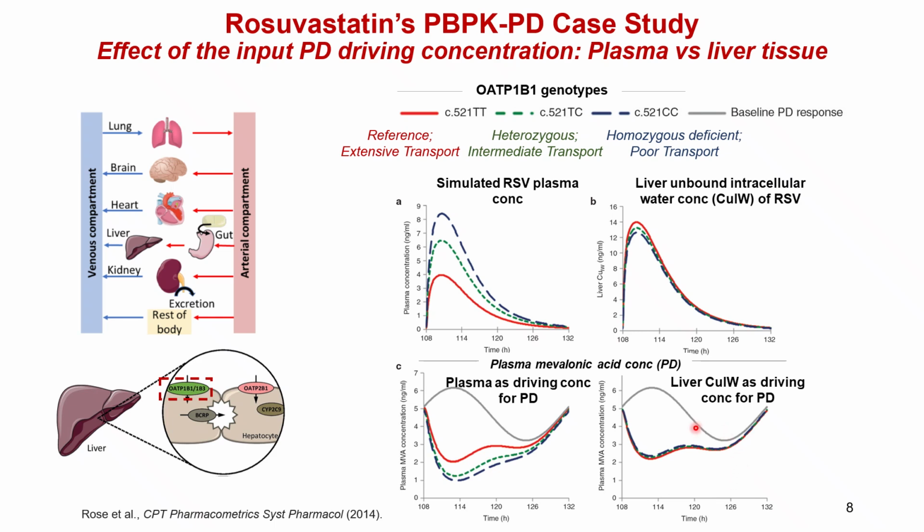is basically not affected by the genetic polymorphism. In the lower two graphs, we can see that when we are using the plasma concentration as the driving concentration for the pharmacodynamic response, the genetic polymorphism affects the mevalonic acid concentrations in the plasma. However, in the clinic, there is actually minimal effect of this genetic polymorphism on the mevalonic acid concentration or the cholesterol synthesis, which is a more mechanistic understanding of the statin action. So this shows that using the liver concentration as the driving concentration for PD is more mechanistic to explain the statin action.